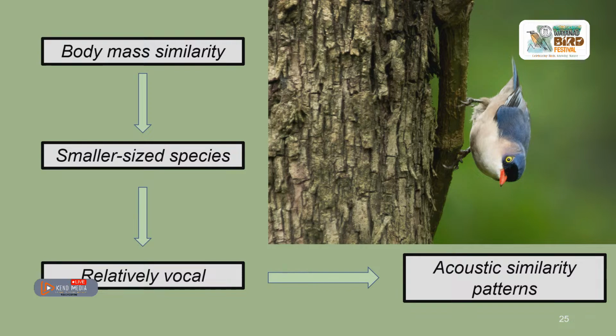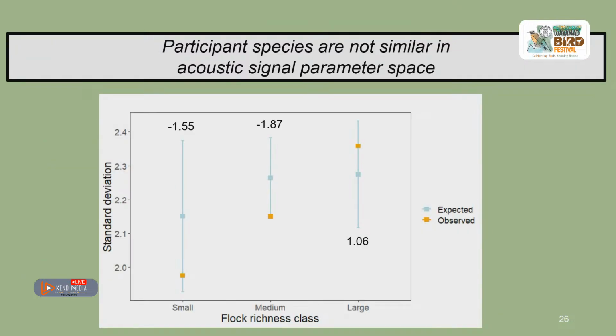But when I did this with the PC scores, all the points across the flock sizes fall within random expectations. They are not extremely clumped like the body mass, as we had seen. So all the points fall within the expectations alone.